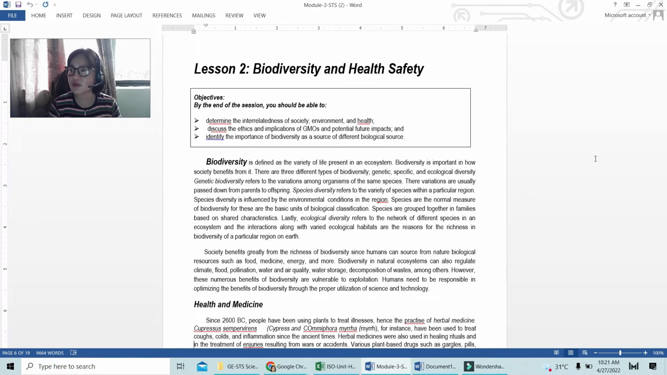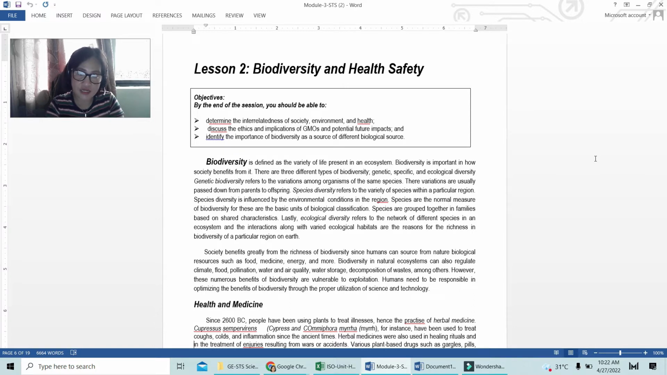When we say biodiversity, bio comes from the word life, and diversity comes from the word variety. So biodiversity is actually the different types of living organisms in a certain place.